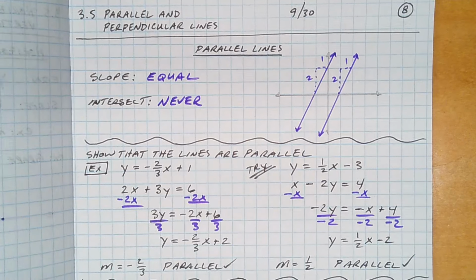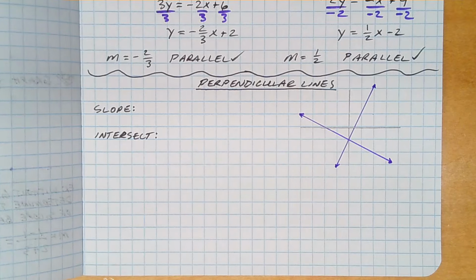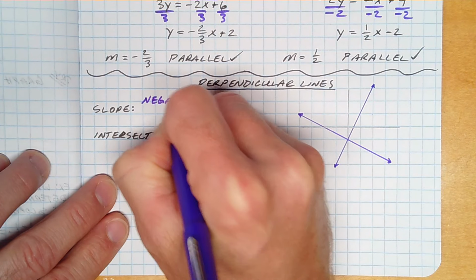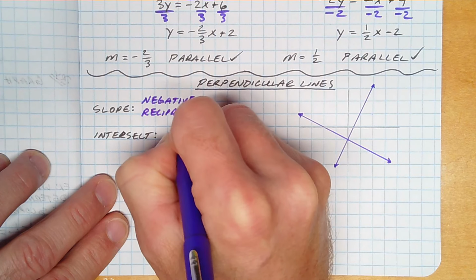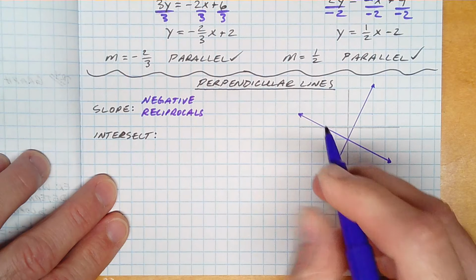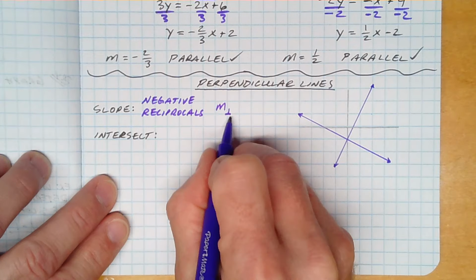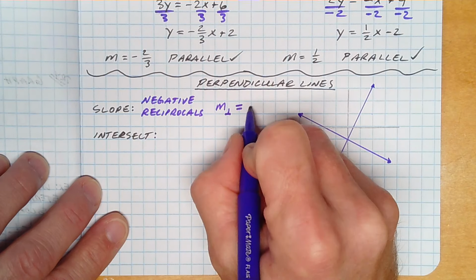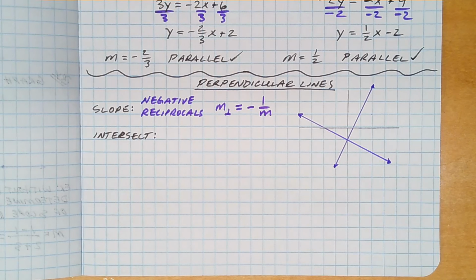All right, let's learn a little bit about perpendicular lines now. Perpendicular lines have slopes that are negative reciprocals of each other. And so some people write this as m, and this is like an upside down t. That means the perpendicular slope of a line with a slope m is equal to negative 1/m. They're negative reciprocals. So the negative reciprocal of 2/3 is negative 3/2.